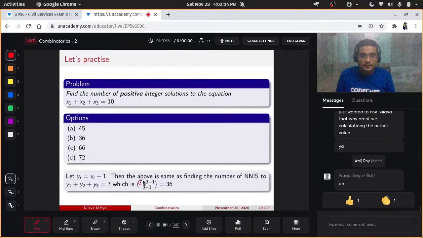So balls plus sticks. Choose sticks or choose balls. Same. Okay. So this is precisely 9 choose 2. What is 9 choose 2? 9 choose 2 is 9 into 8 by 2, sorry. So that is 36.